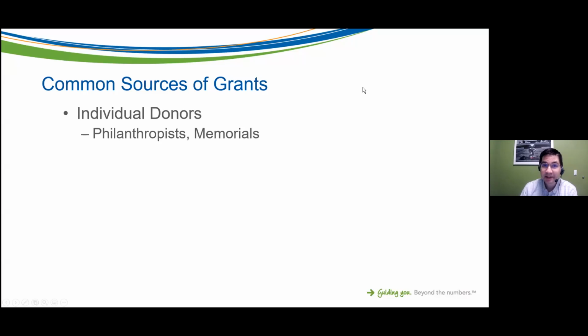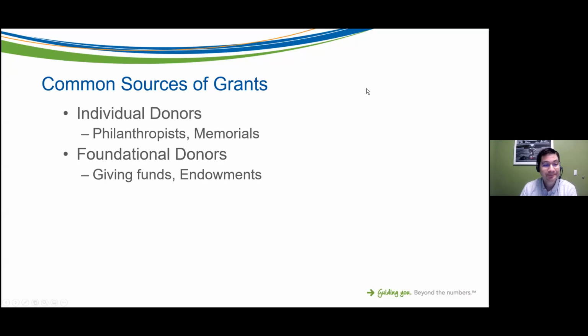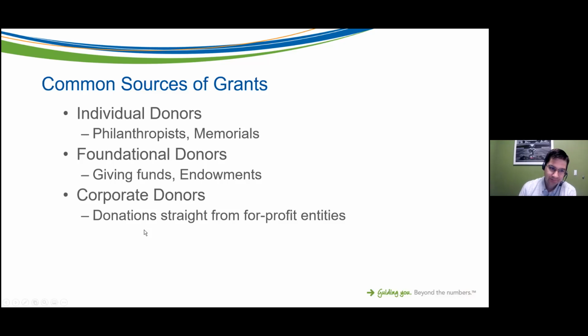Sad, but it is a fact of the matter right now. There's foundational donors, giving funds and endowments, and that endowment word can be pretty scary and daunting for some people. We're going to be speaking about those here in a little bit, but we also have corporate donors, donations straight from for-profit entities.